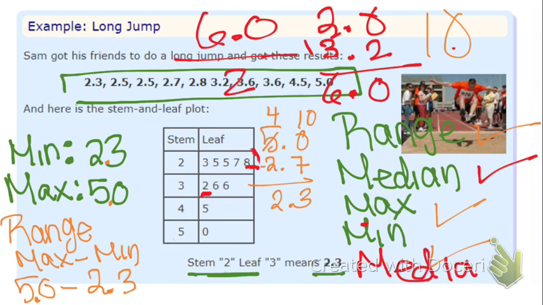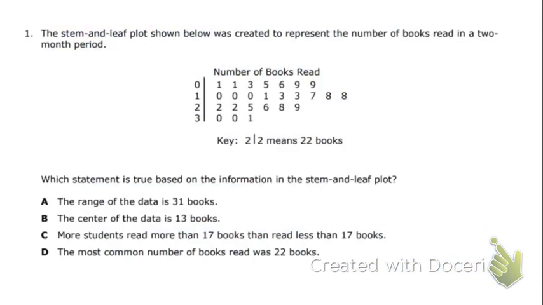And that is how we read a box plot, and that's how we get the information we need from a box plot. I'm sorry, because I said box plot, I meant stem and leaf plot. Now we're going to go ahead and answer these questions on interpreting stem and leaf plots. Go ahead and attempt the question first, and then we're going to go over it together.